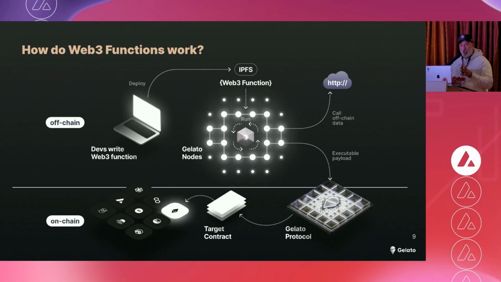And how does this work? Actually, you write your code in TypeScript, then you deploy your code on IPFS, and then the network of node executors from Gelato pick your code every minute and run your code. And in the case that you decide that the conditions are met with querying on-chain or off-chain data or subgraphs, then you send the payload to the Gelato protocol, and the Gelato protocol executes the transaction data on your target contract.